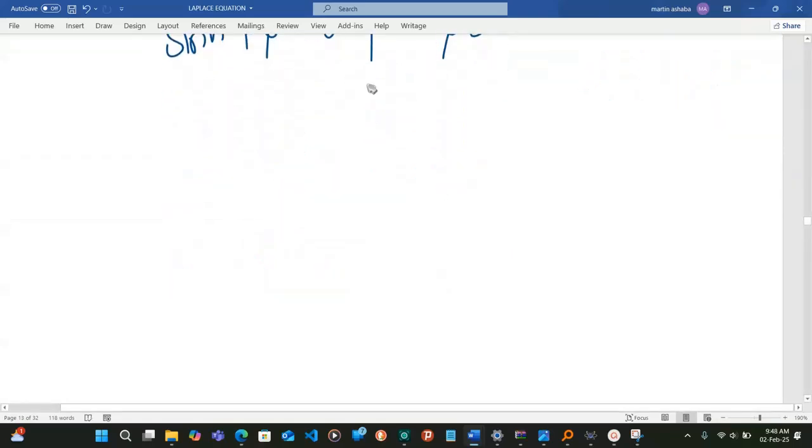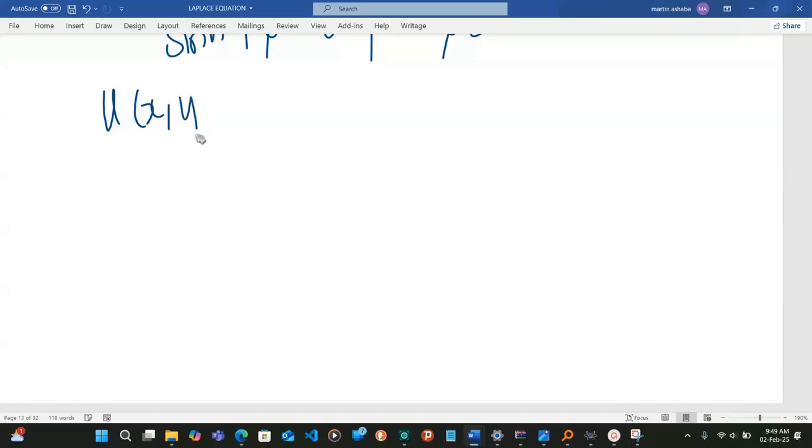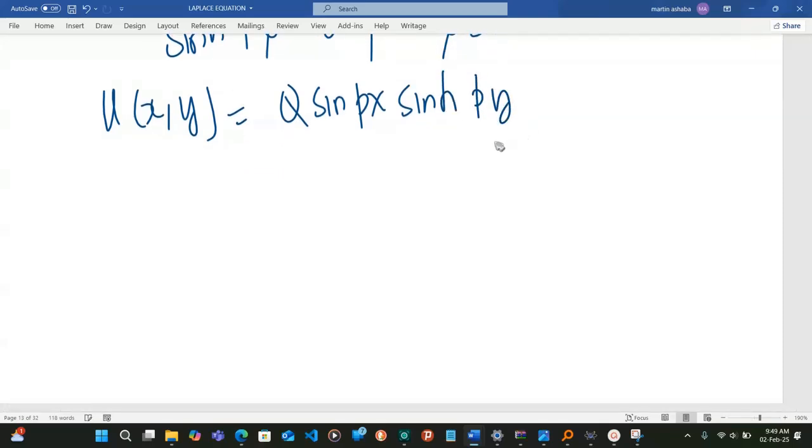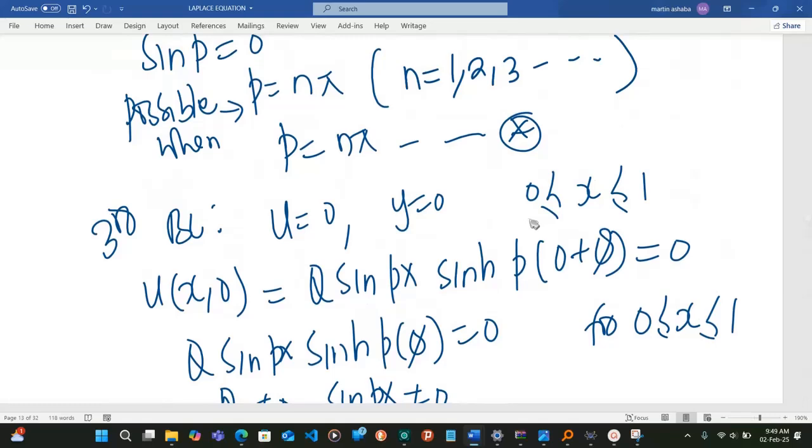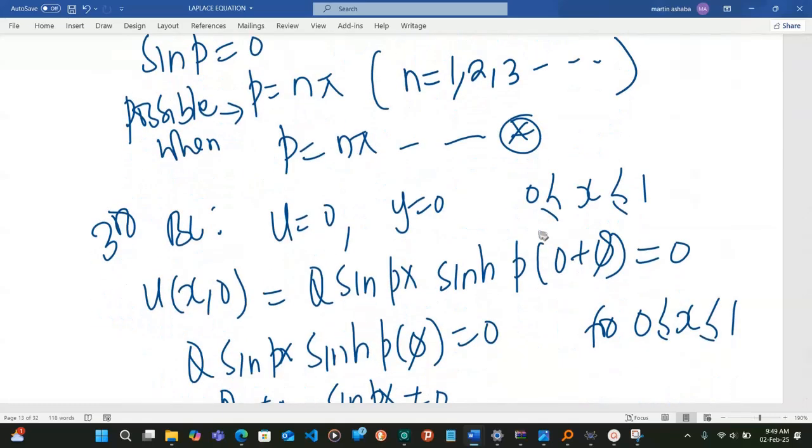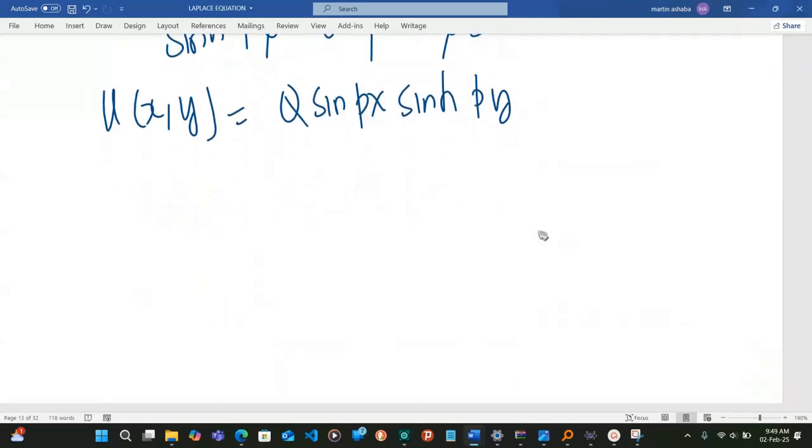So what does that tell us? The general solution becomes u of x, y will equal 2 sine px, then we shall have the hyperbolic sine of p y. Yes. So once this is true, what we are going to do is to come and now write the general expression.